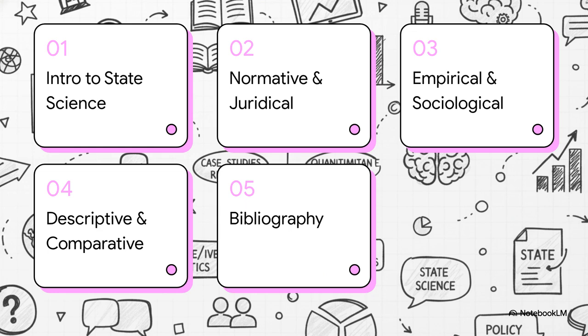Okay, let's dive into our syllabus for today's module. We'll be hitting 5 main areas. First, an introduction to state science. Second, the normative and juridical approach. Third, the empirical and sociological approach. Fourth, descriptive and comparative analysis. And finally, we'll wrap up with the bibliography.